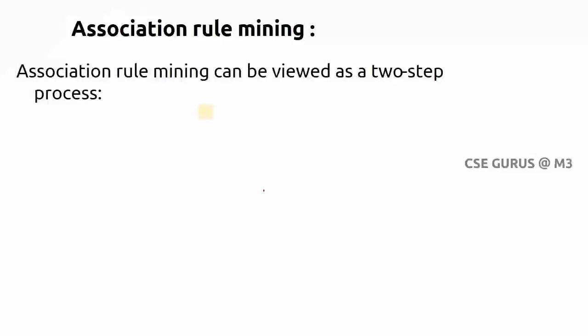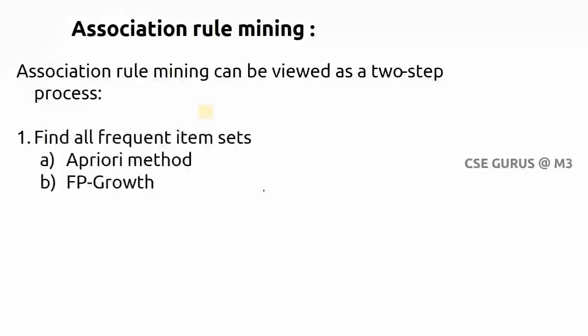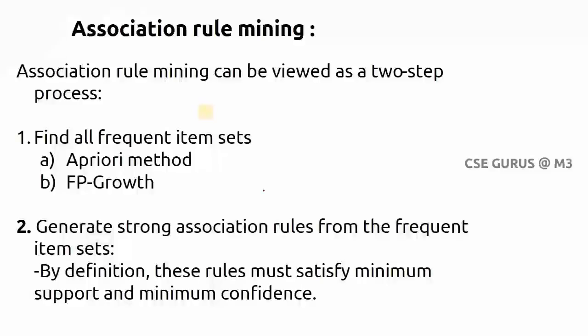This can be viewed as a two-step process. In the first step, we need to find all frequent item sets. In the second step, generate strong association rules from the frequent item sets. How to find all frequent item sets? Again, two methods are there. One is the Apriori method, the other one is the FP growth method. You can choose any one.